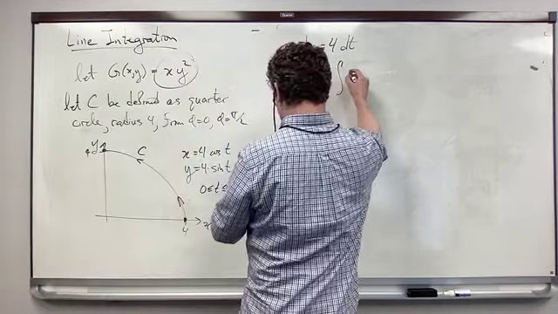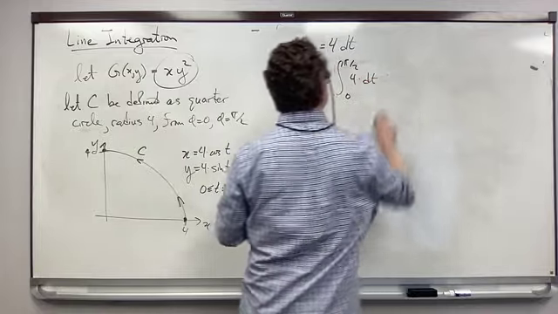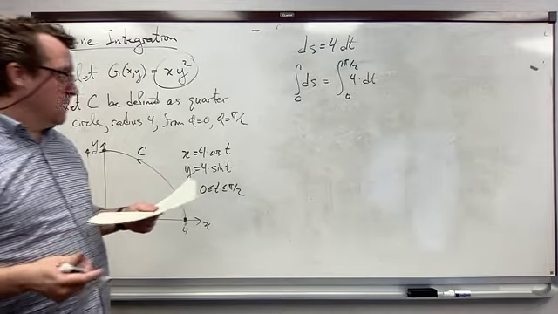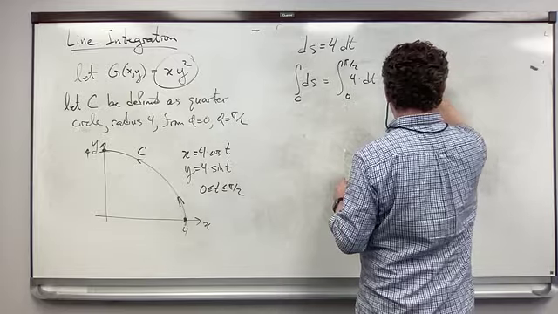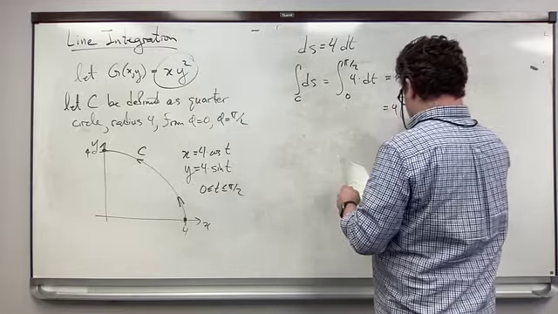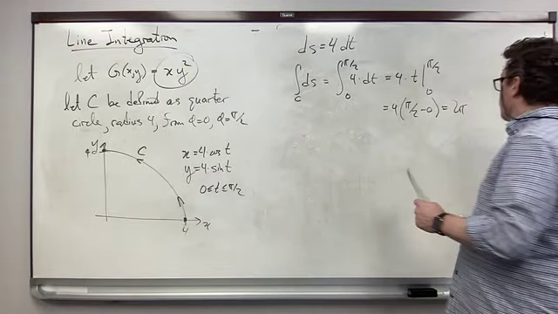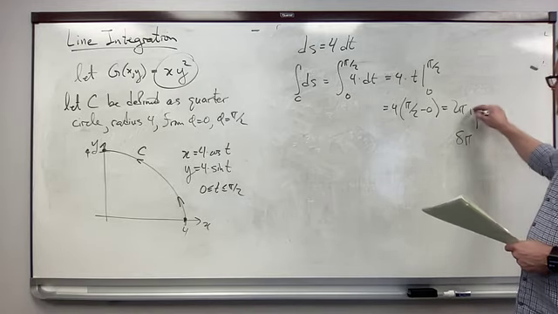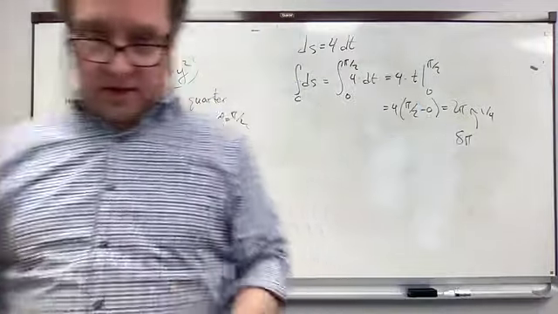Okay, well, we still go pi over 2 to 0, but now I have 4 dt. We've just parameterized. It's like we're integrating g equals 1. And so this is 4 times t, pi over 2 and 0. So this becomes 4 times pi over 2 minus 0, which is 2 pi, right? The circumference of a circle of radius 4 would be 8 pi. So this thing is 1/4. So that makes sense. That's what should be happening here.